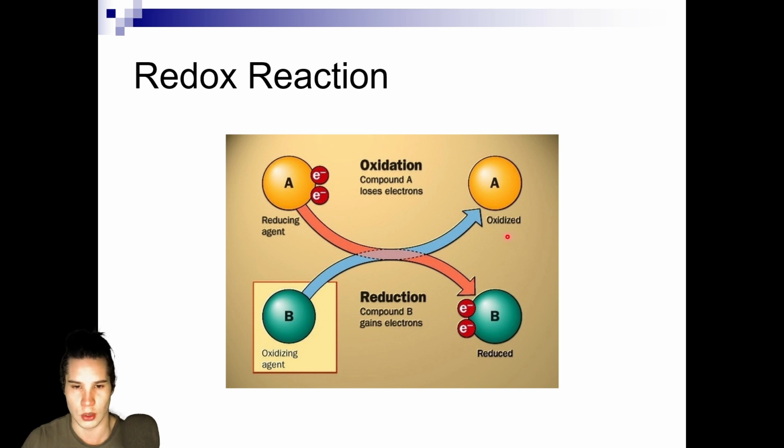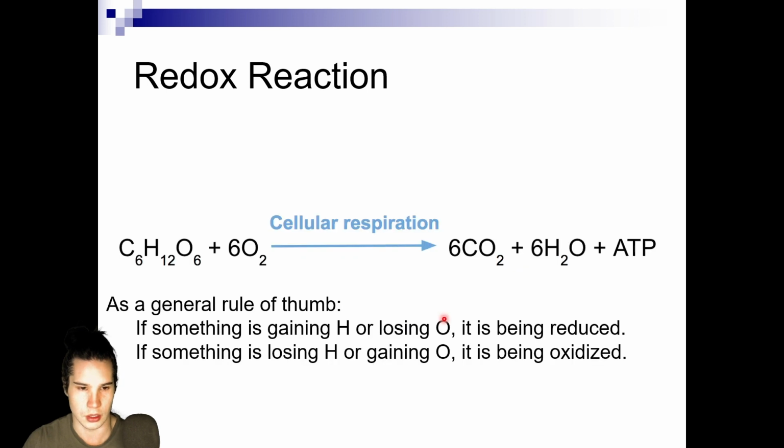The way I like to remember this is OIL RIG. Oxidation is loss of electrons. Reduction is gain of electrons. So oxidation, compound A will lose the electrons. Reduction, compound B gains electrons.